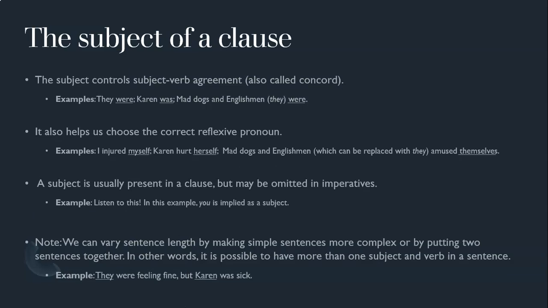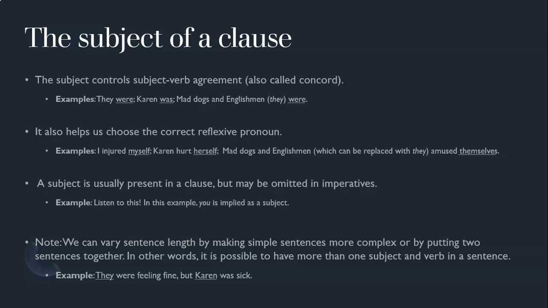The subject of a clause. The subject controls subject-verb agreement, also called concord. This is one of the main reasons why it is important. For example, they were, Karen was, mad dogs and Englishmen were. Particularly when you have long subjects, it's important to maintain control of your verbs.